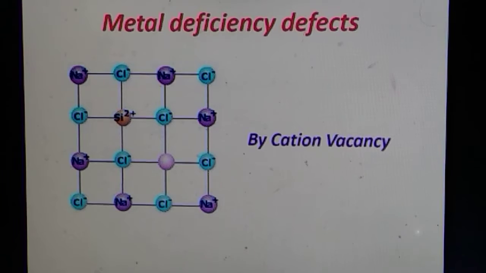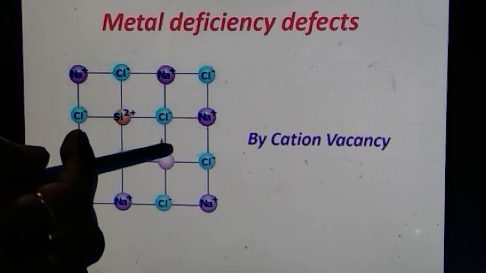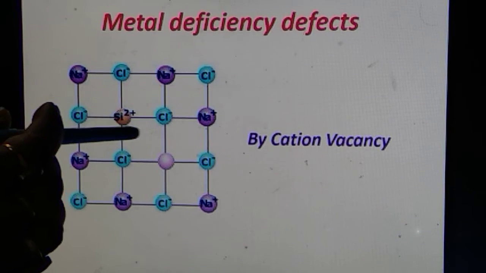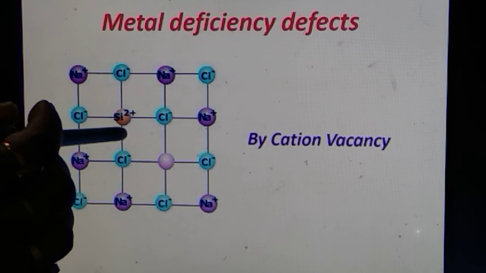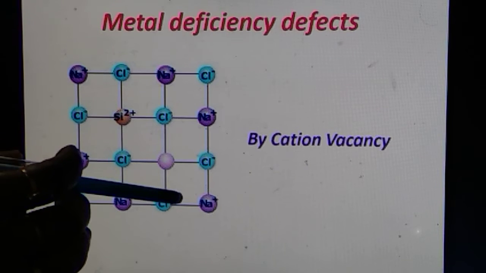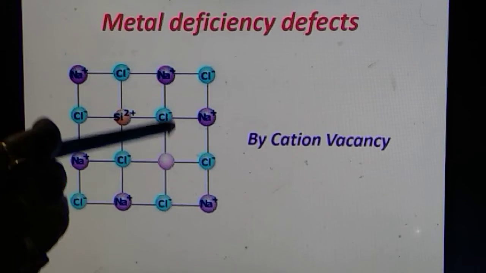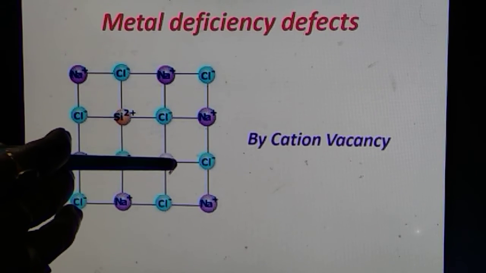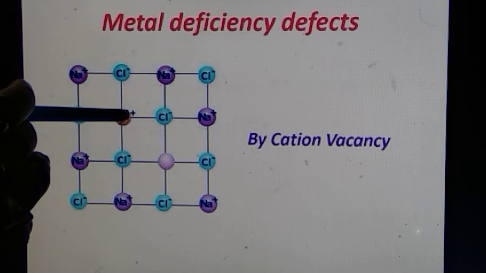So Na+ Cl-, and here cation vacancies. Na+ Cl-, and an impure substance is also present here, that is Na+ Cl- Sr2+, and at this place Na+ is vacant here, and Sr2+ is present.